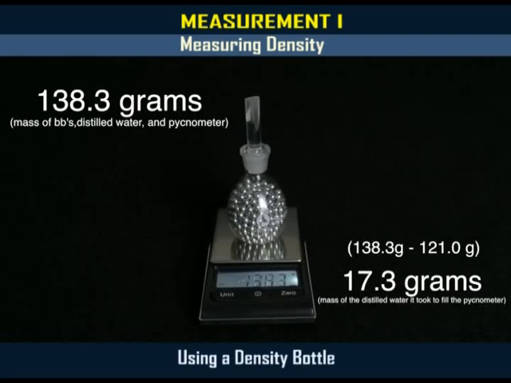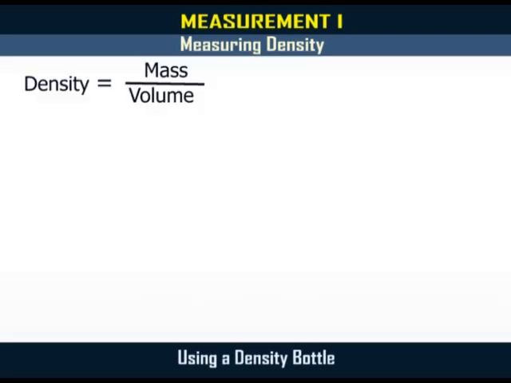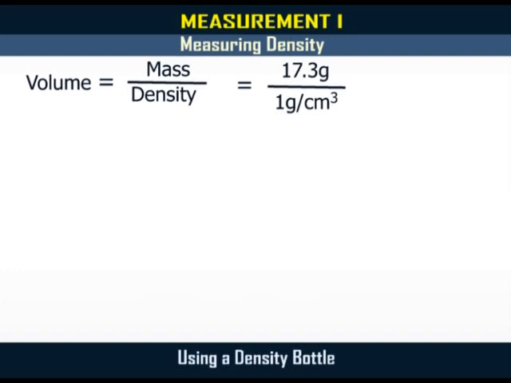Now, since we know both the mass and the density of the water added, we can calculate its volume. Density is equal to mass over volume, so volume is equal to mass over density. That will be 17.3 grams over 1 gram per cubic centimeter. That gives us 17 cubic centimeters.